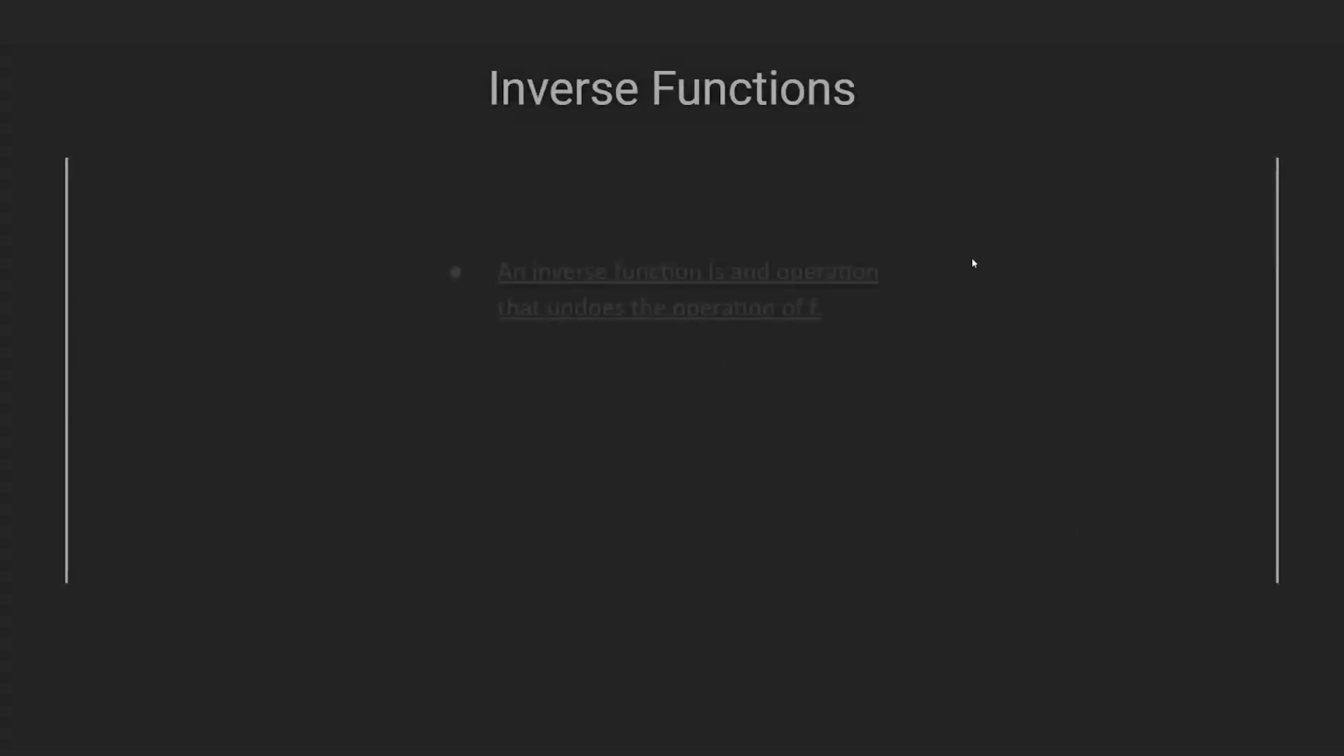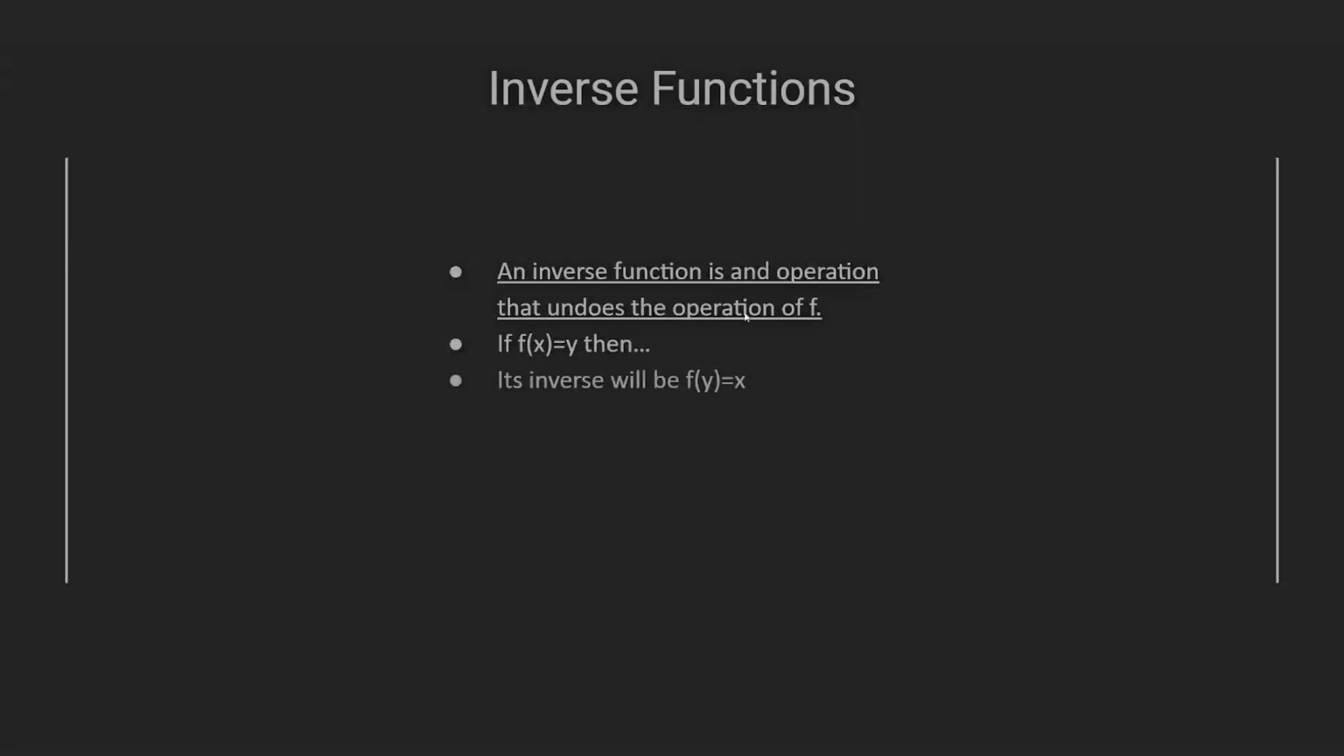Okay, so inverse functions. An inverse function is the operation that undoes the operation of f. So if f of x is equal to y, then its inverse will be f of y equals x. Inverses are written in the following manner: f to the power of negative 1 times x. So the inverse of f of x is written as f to the negative 1 of x.